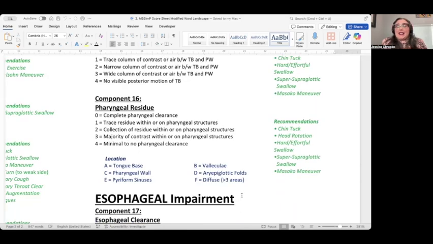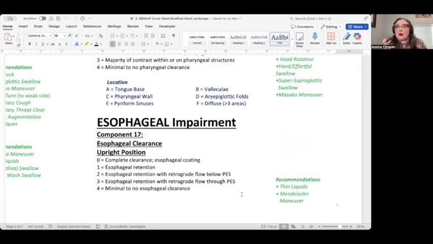Component 16 is pharyngeal residue. Is there any food or liquid remaining in the throat? That poses a risk because if there is buildup of residue, it has the potential to go into your lungs, which again could cause aspiration pneumonia. Finally, the last thing, component 17, we're looking at esophageal clearance. Is the food and liquid moving efficiently through the esophagus, or is it getting stuck?